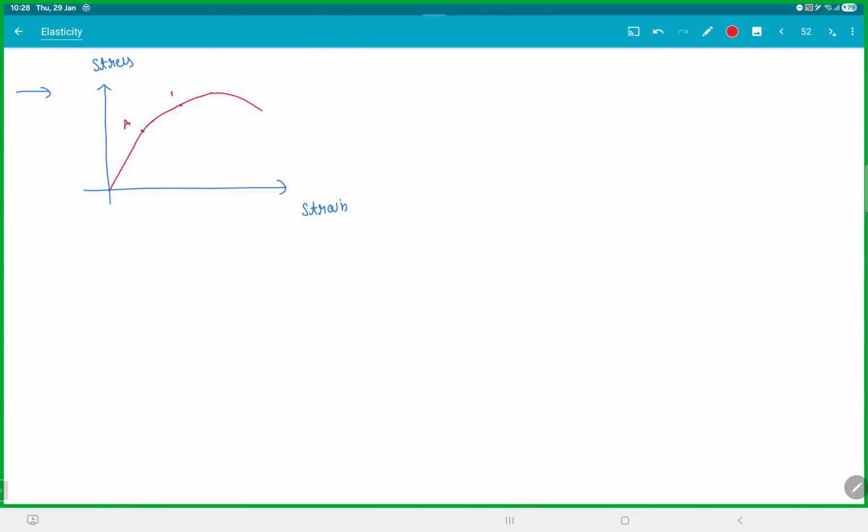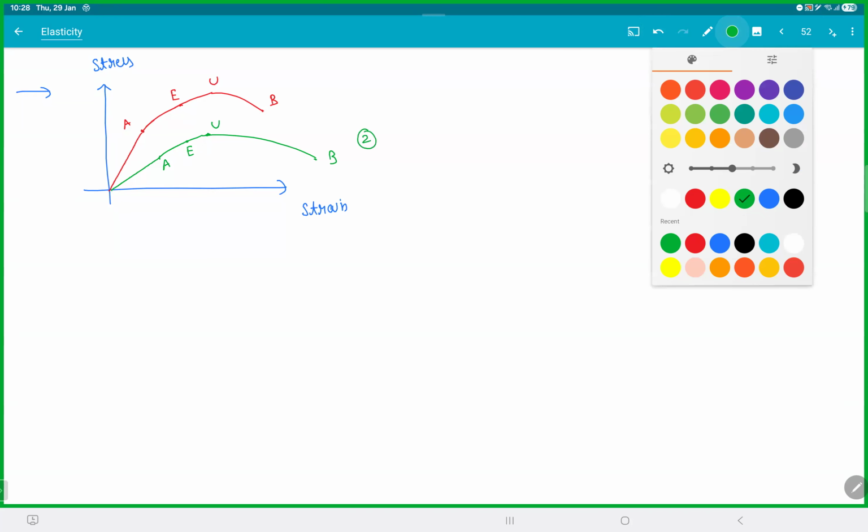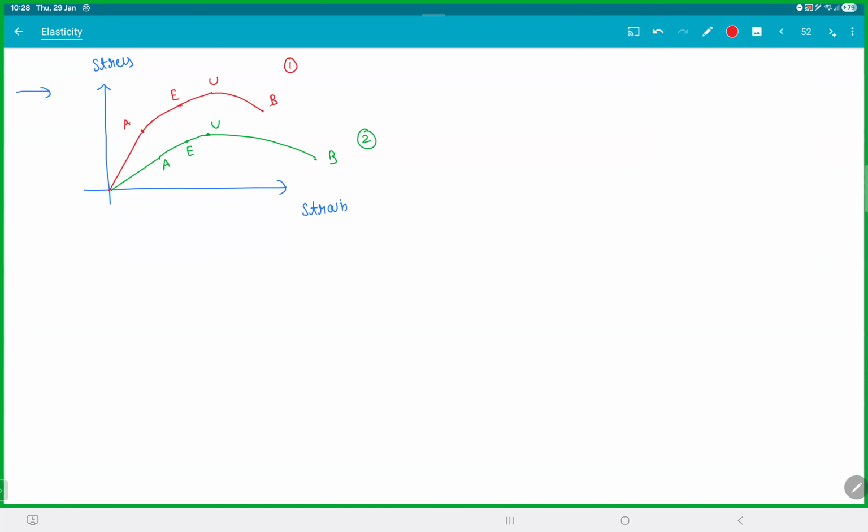So this is A, this is E, this is U, and this is B. This is your material 2, and that is your material 1. In the exam they'll ask you like this: which material is good to make springs, and which material is good to make wires?